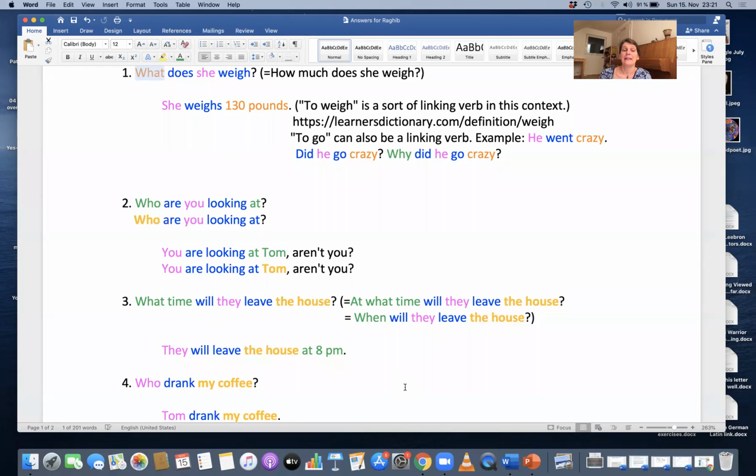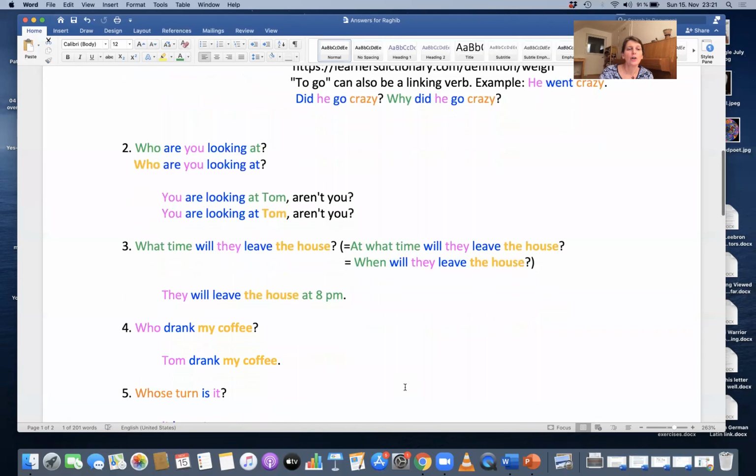And in what time will they leave the house? I'm asking for the information of time, the adverbial information of time. And so what time is the adverbial in question form. Who drank my coffee? Tom drank my coffee. That's the statement. So the question, who drank my coffee, is an information question, a WH question, asking for the subject.